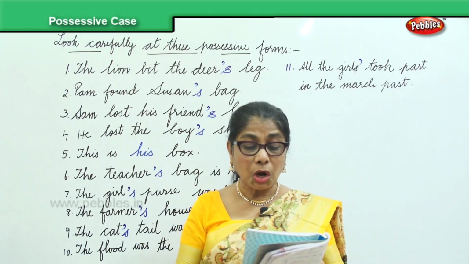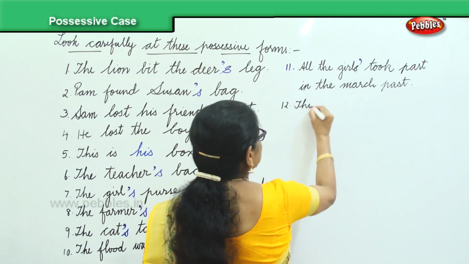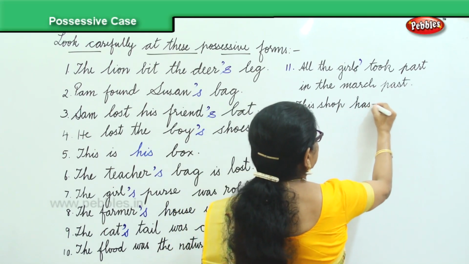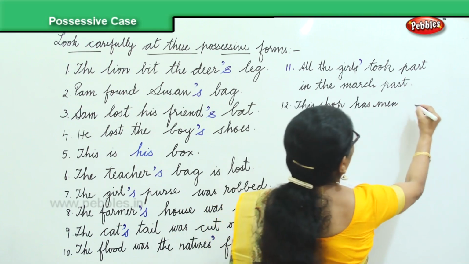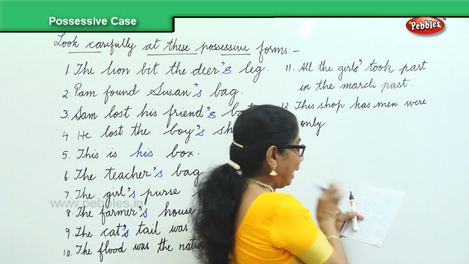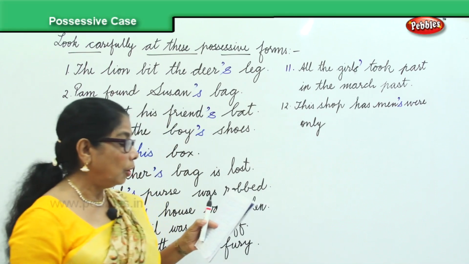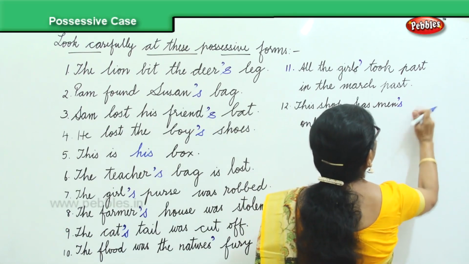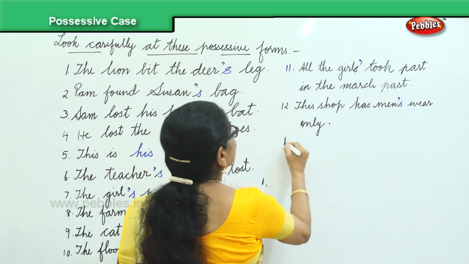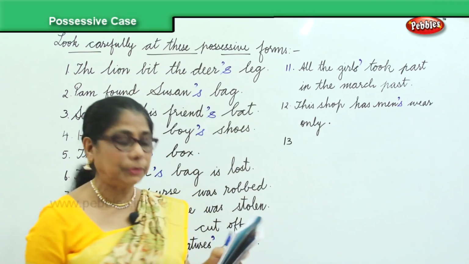Next. This shop has men's wear only. So men, and you have apostrophe S. Men's wear only. Possession.